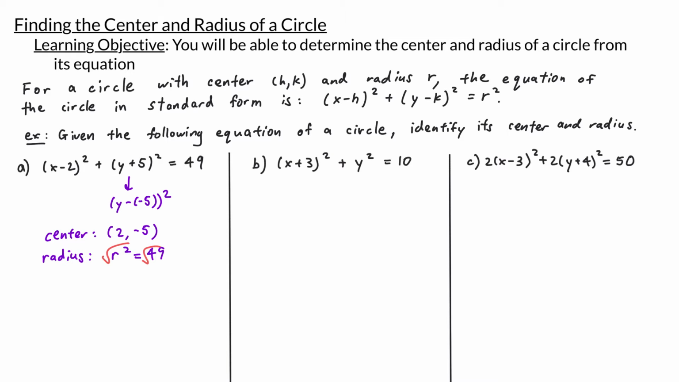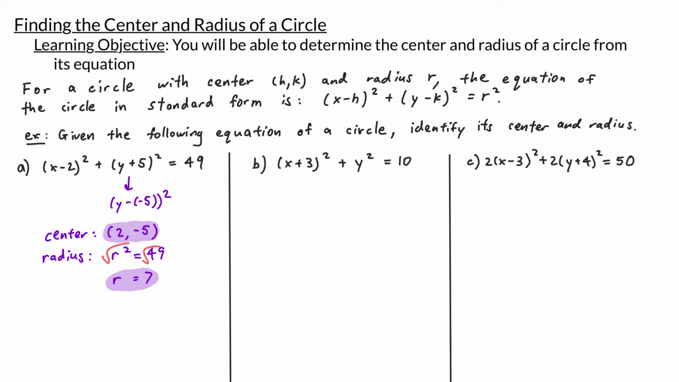But keep in mind that r is the radius of the circle. The radius is the distance between a point on the circle and the center. Since distances are typically positive quantities, we say that our radius is positive 7. So for this example, our center is 2, negative 5, and the radius is 7.